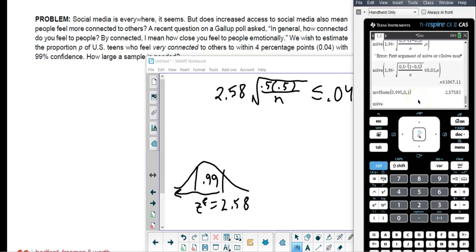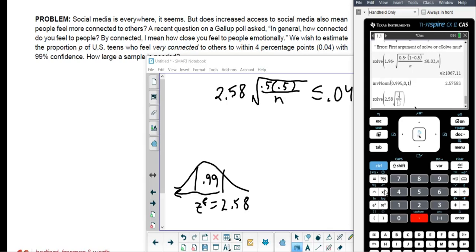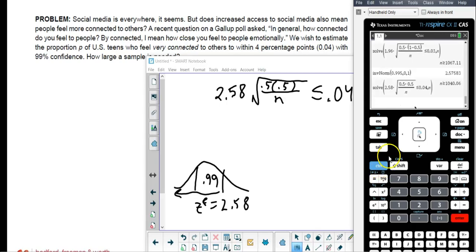So solve 2.58 times square root of 0.5 times 0.5 over n, less than or equal to, control equals, 0.04, comma n. So 1041, I believe, would be the number.